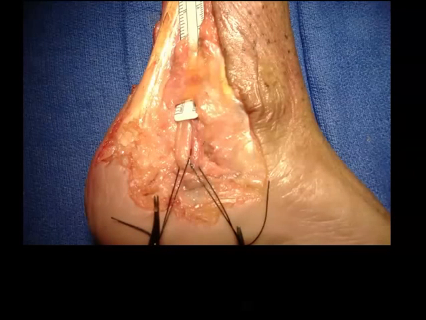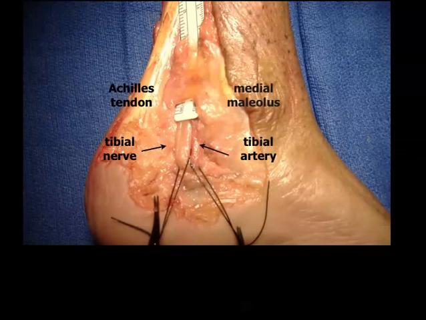Starting off with the tibial nerve at the level of the ankle, what we have is a fresh cadaver dissection of the medial aspect of the left ankle, and we can see the Achilles tendon, the medial malleolus, the tibial nerve, and the tibial artery.